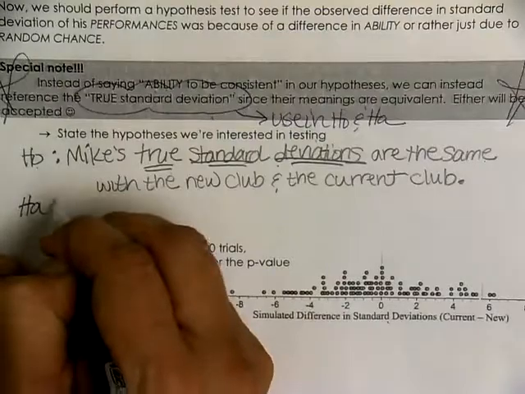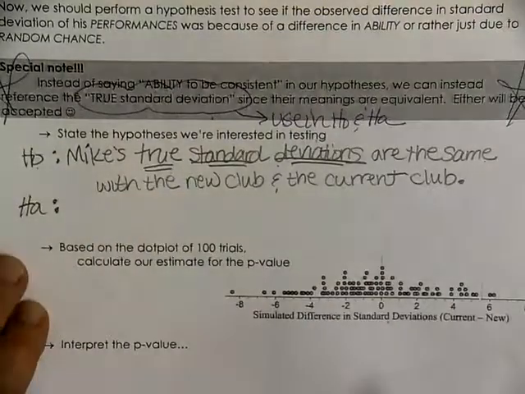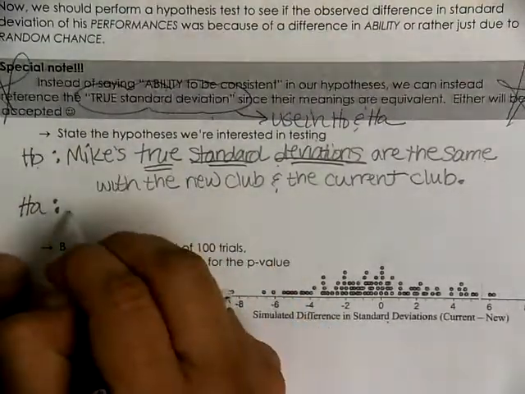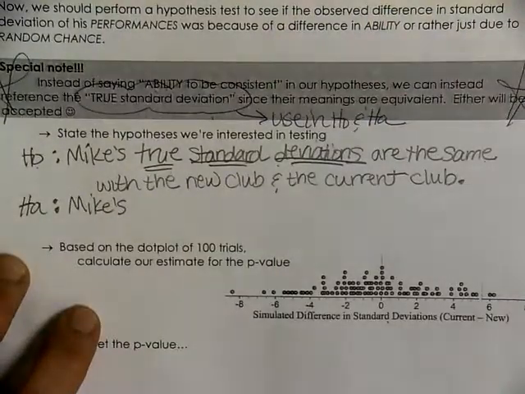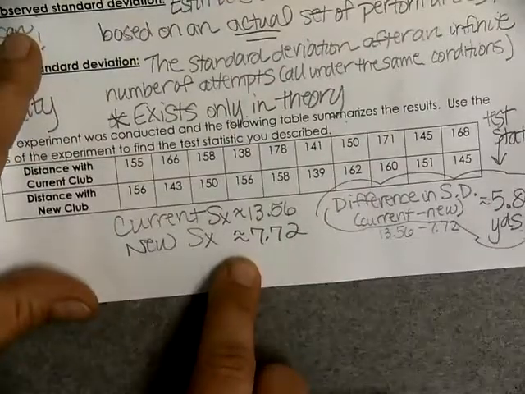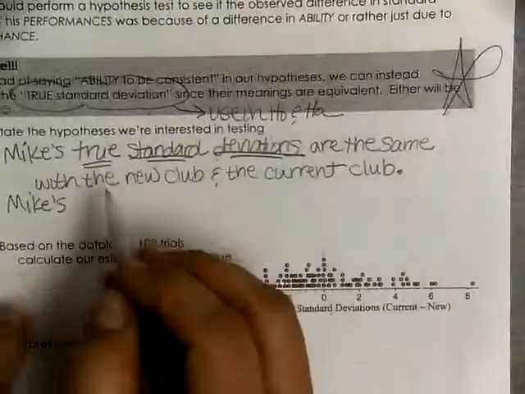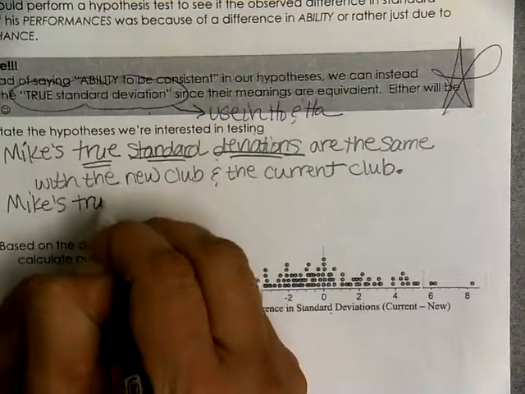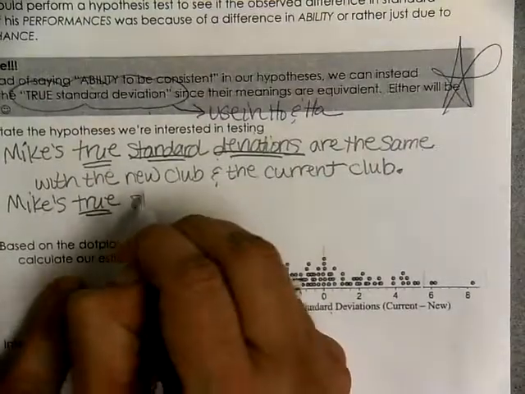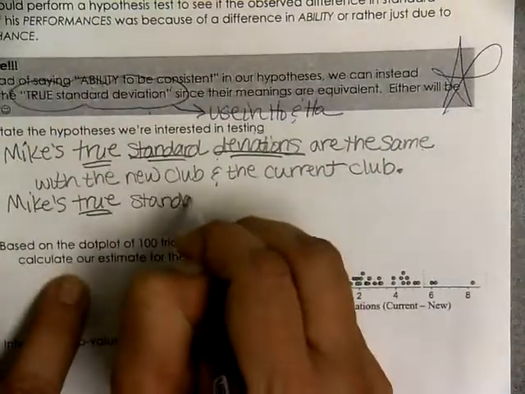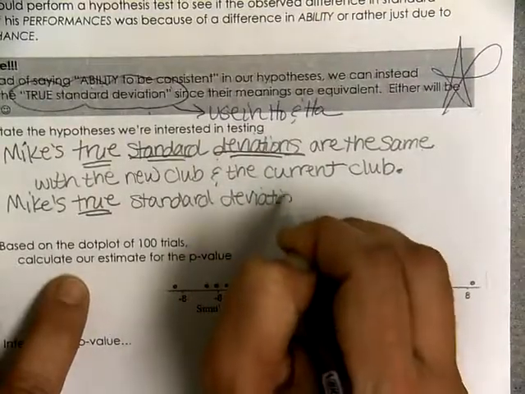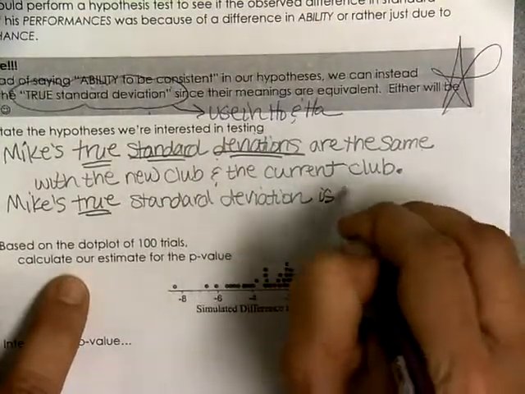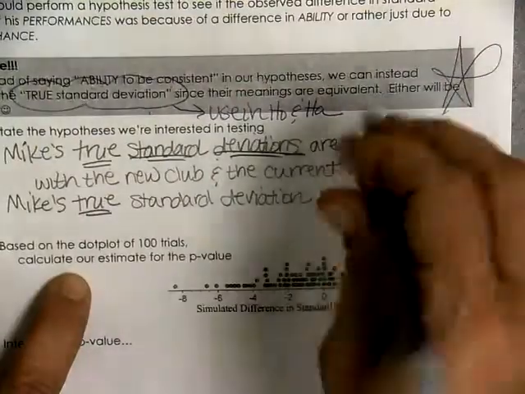But we want to see if this new club is a lot better. And so remember that that means that the standard deviation would be smaller. We found that the observed standard deviation was smaller, so we're going to hypothesize about the true standard deviation. So we can say that Mike's true standard deviation, which is like ability, is smaller.